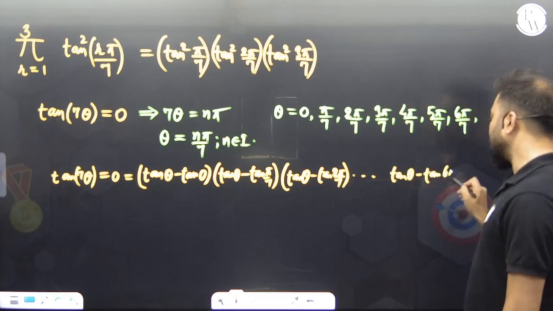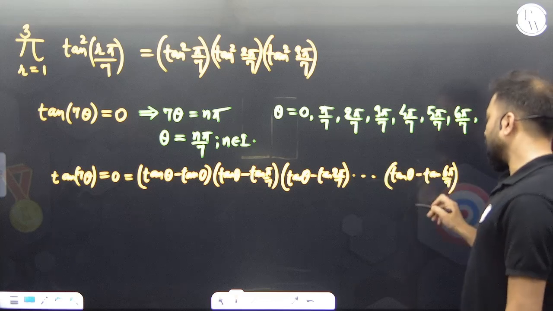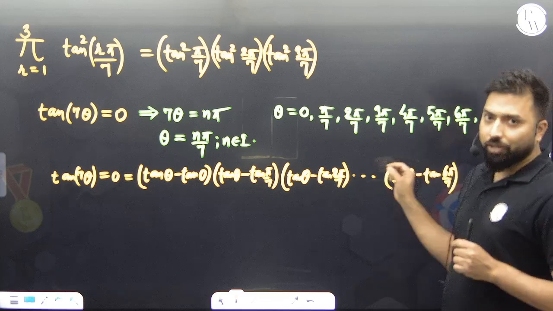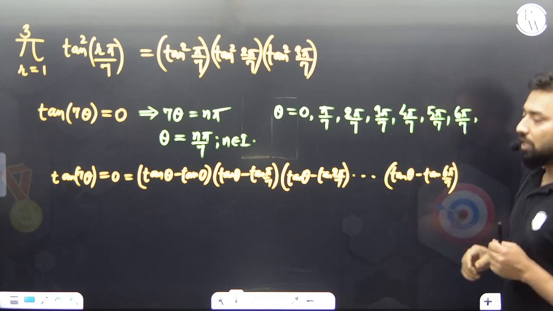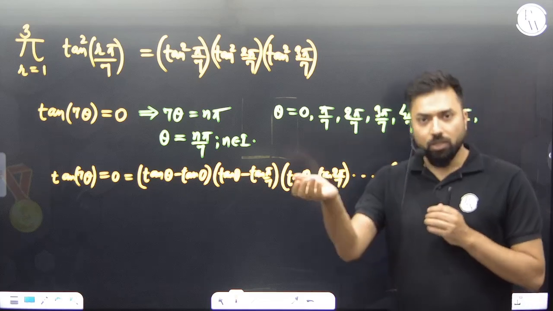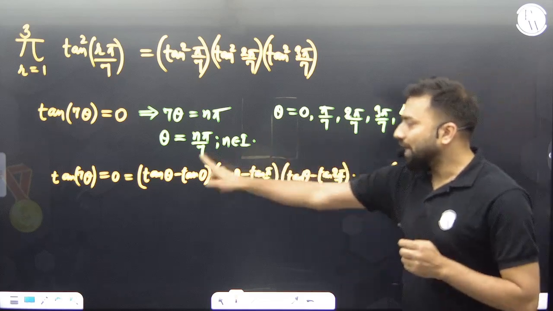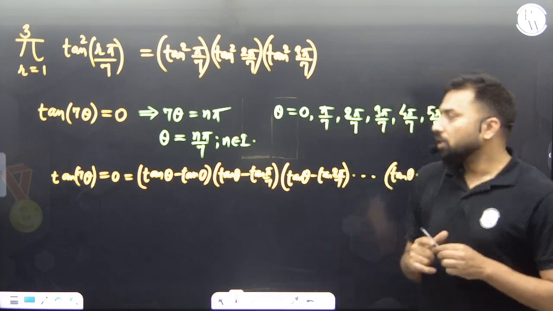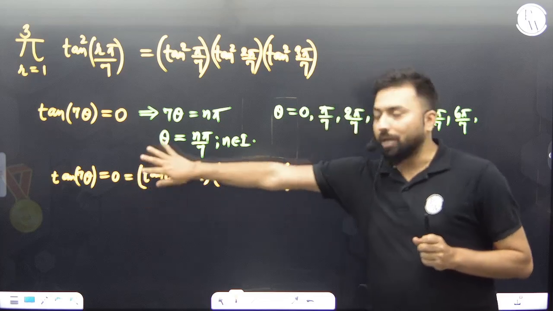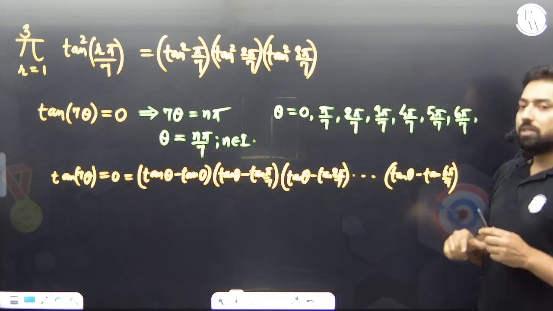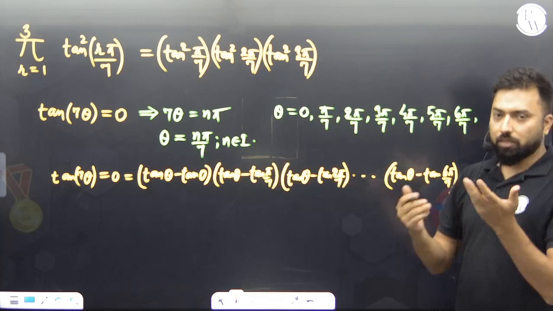Now if I increase the value of n here, this becomes tan of 7 pi by 7. Now 7 pi by 7 is tan pi, which is 0. So this factor gets repeated. So tan 7 theta equals 0 implies this particular function is 0 as well.